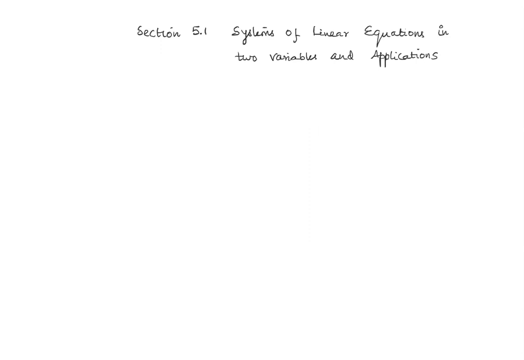A solution to a system of linear equations is an ordered pair that is a solution to both individual linear equations. So we are going to solve numbers 1 and 2. We are given a system of equations and a point, and we are going to check if the point is a solution for this system of equations.